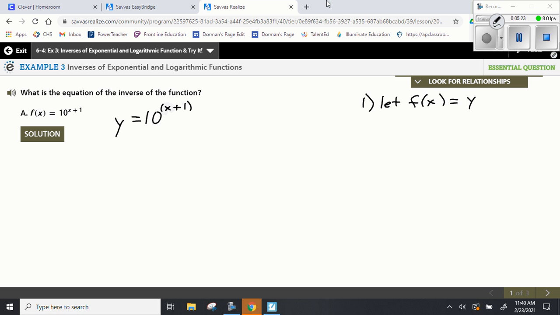All right, number two, now I'm going to let y equal x and x equal y. I'm going to switch them. So instead of a y, I'll substitute x. And over here, instead of an x, I'm going to substitute a y.